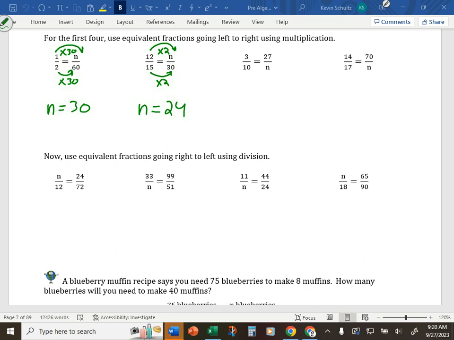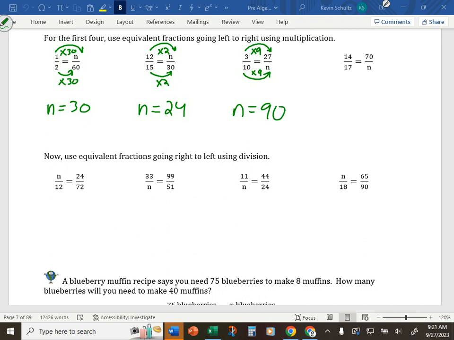The next one. So for the next one, we're not going to be using the denominator to start with. We're going to be using the numerator because that's the information that we have here. Somehow we got from 3 to 27. Multiply by 9. 27. Wait, yeah. That's 9, right? I didn't think that went into it, surprise, it does. 3 times 9 equals 27. So in the denominator, we're going to do the same thing. 10 times 9 equals 90.